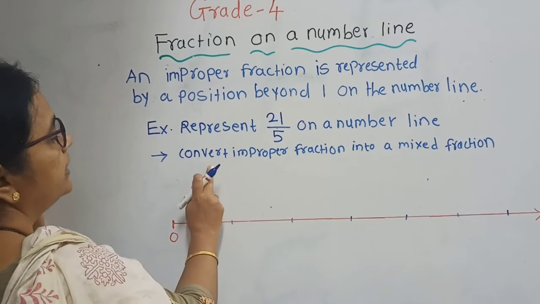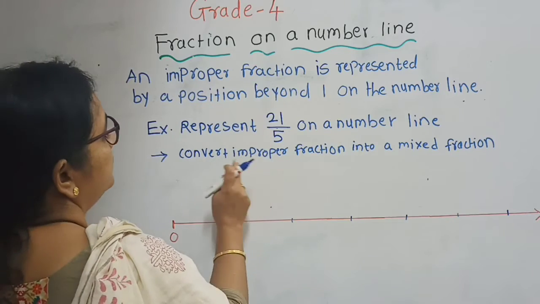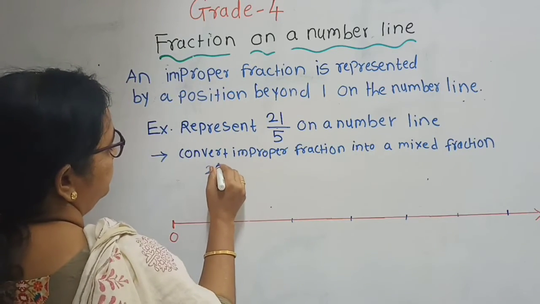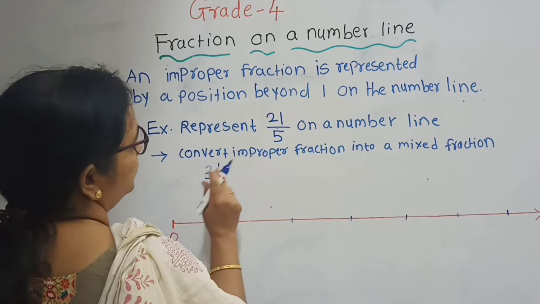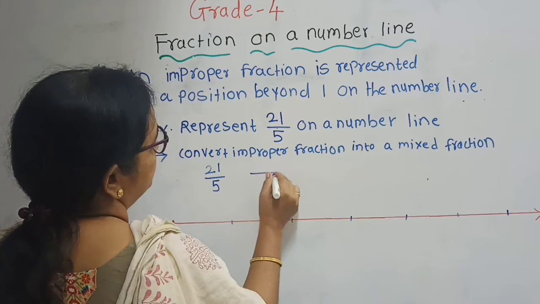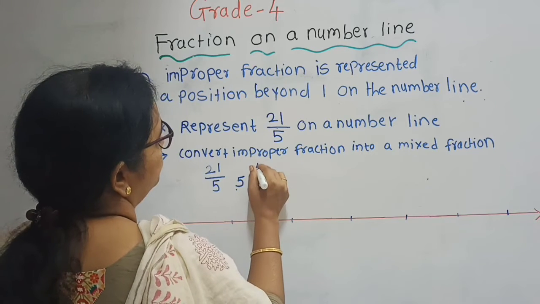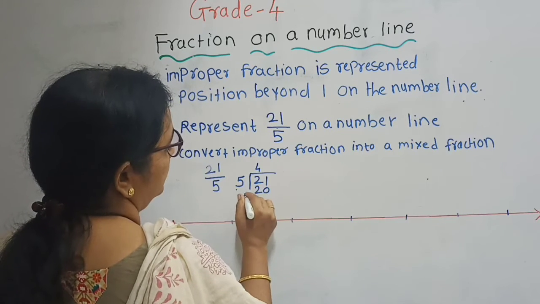First we have to convert this improper fraction into a mixed fraction. See, 21 upon 5. So we have to convert this. Yes, 21 as the dividend and 5 as the divisor. 5 4s are 20.